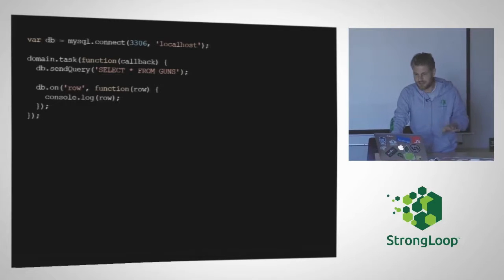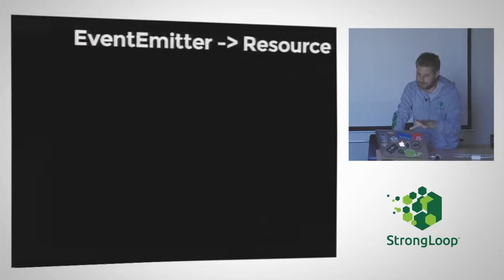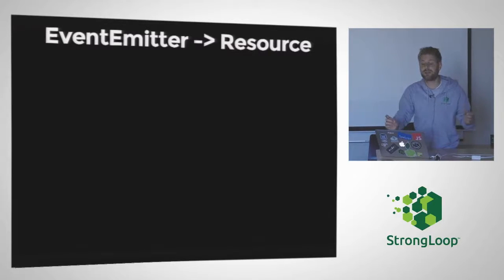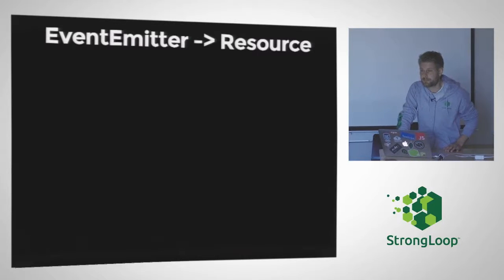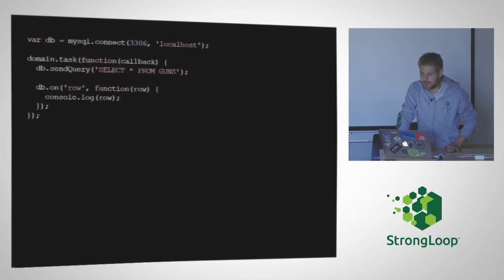So this is the current plan. In addition to event emitter, I'll add something that has a little bit more logic to it, called a resource. Wait, sorry, do you have an example in which event emitter is a problem? Yes. Well, I mean, is it a problem?